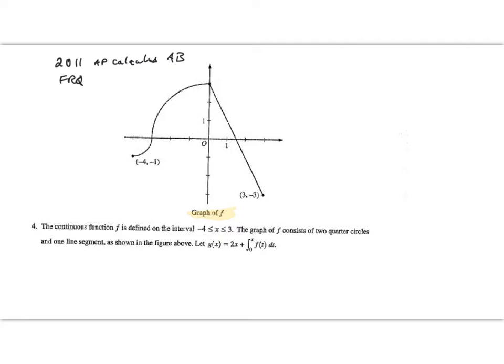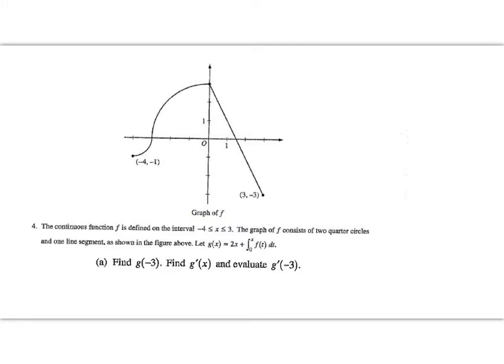Now, the graph of f will consist of a couple of quarter circles and one line segment, as shown in the figure above. And then let g of x be defined as 2x plus the definite integral from 0 to x of f of t dt. Now again, this 0, that's not throwaway information. Okay, in fact, nothing is ever throwaway information in an FRQ. So now that we know all this, let's tackle some questions related to this particular situation.